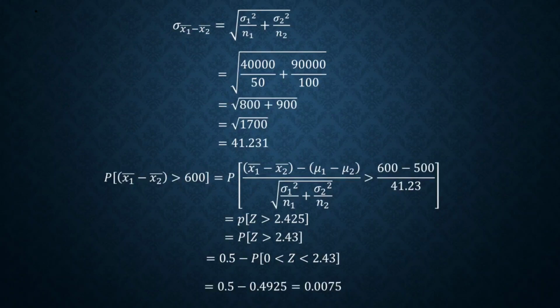Now the probability x1 bar minus x2 bar greater than 600 is P of (x1 bar minus x2 bar minus (mu1 minus mu2)) divided by root of sigma 1 square by n1 plus sigma 2 square by n2, which is greater than (600 minus 500) by 41.23. So which is equal to P of Z greater than 2.43. Which can be rewritten as 0.5 minus P of 0 less than Z less than 2.43. From the table of normal distribution, we have P of 0 less than Z less than 2.43 value is 0.4925. So we have the probability value as 0.0075.